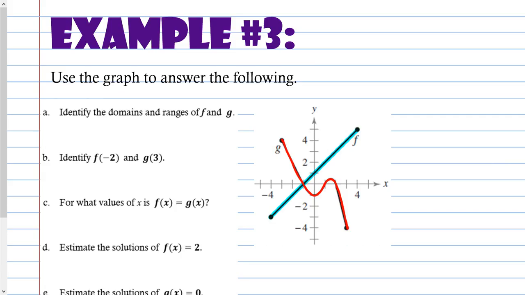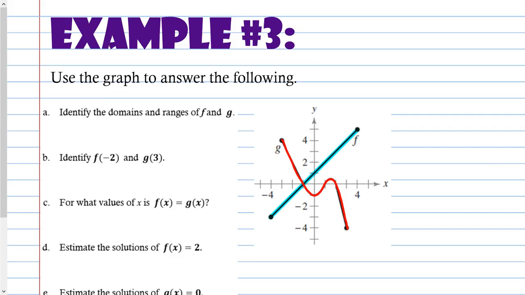A says identify the domains and ranges of f and g. Now, if you don't remember what the domain and the range are, on the left of your notes, in that left column, you can certainly write down: the domain is the lowest to highest x value possible for that graph. The range is the lowest to highest y value. So when you're looking for domain, you want to focus on left to right.